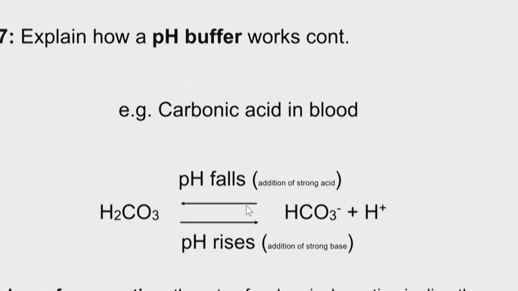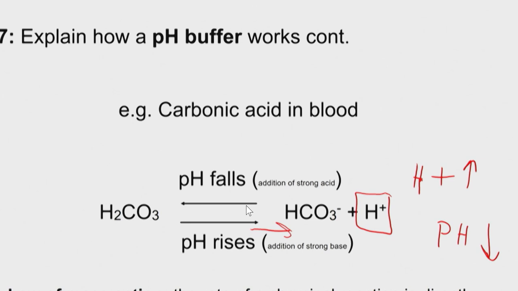And if you need more H plus released into your system, to increase that H plus concentration, which means that our pH is then going to decrease, then we can shift this reaction in this direction, which is going to give us more available H plus. This is a reversible chemical reaction.